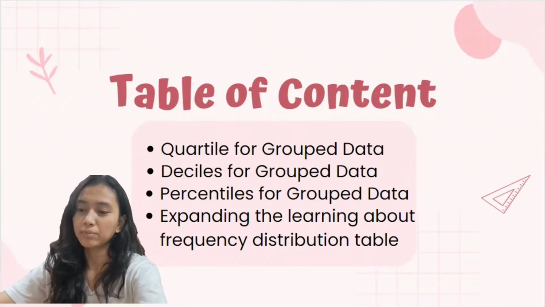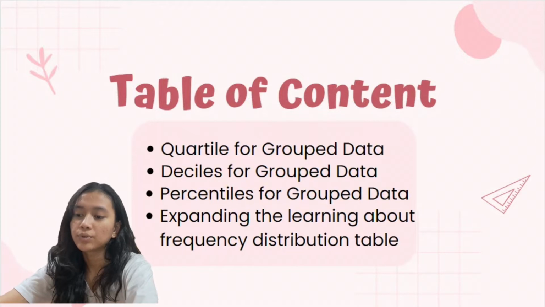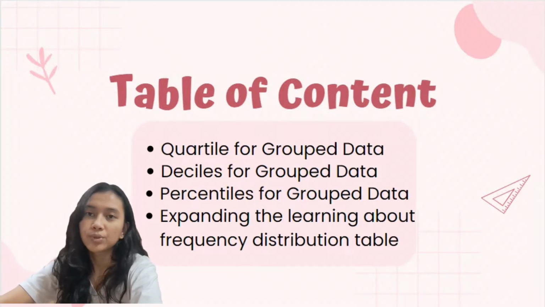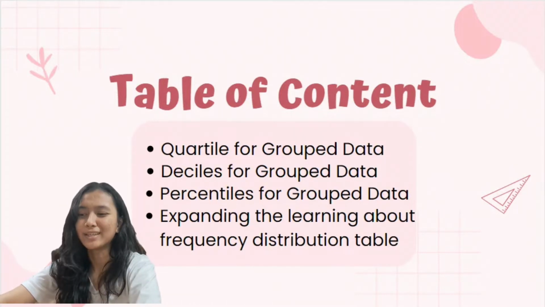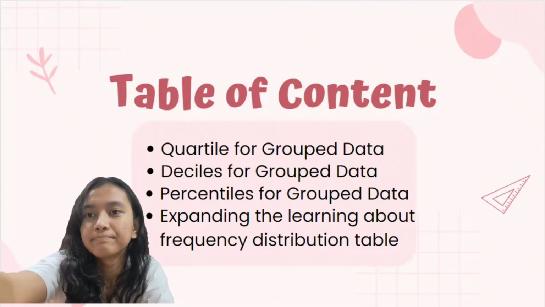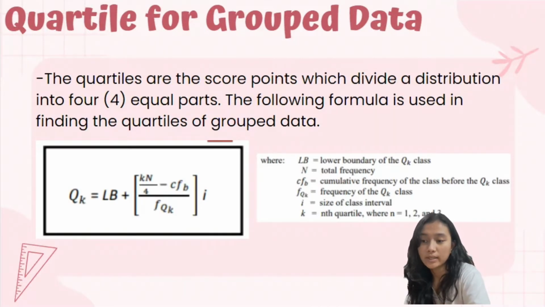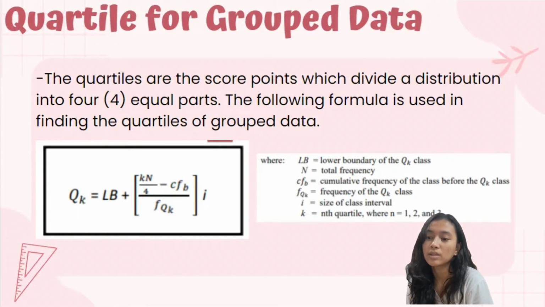So, for our table of contents: quartile for group data, decile for group data, percentiles for group data, and learning about the frequency distribution table. So, let's start with what is quartile for group data. The quartiles are the score points which divide the distribution into 4 equal parts. The following formula is used in finding the quartiles of group data.